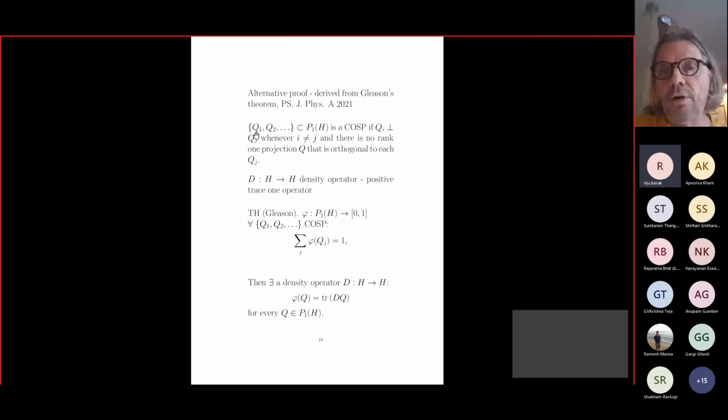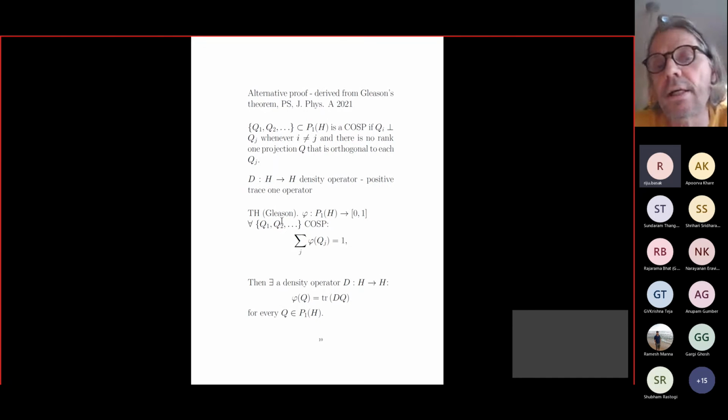If I take such a complete orthonormal system and I take a unit vector in the image of Q1, then a unit vector in the image of Q2, and so on, I get an orthonormal basis. That's COSP. So it's easy to understand what this is. What is a density operator? A density operator is a positive operator, which means that it's self-adjoint and the spectrum belongs to the set of non-negative real numbers, and it is a trace class operator, and its trace equals 1.